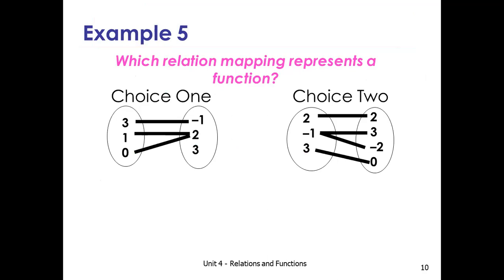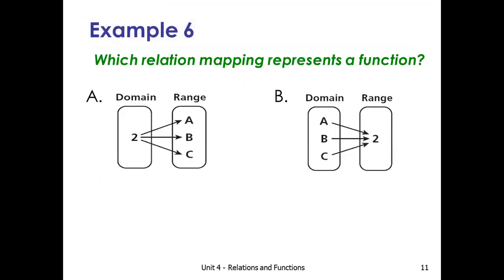So which relation mapping represents a function? Is it the first choice or the second choice? Let's reveal the answer. So we have your answer as the first choice. Which relation mapping represents a function? Is it A or B? Let's reveal now your answer. It's letter B. Okay. For a function to be a function, each domain value must have exactly one range value.